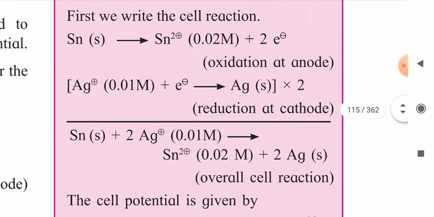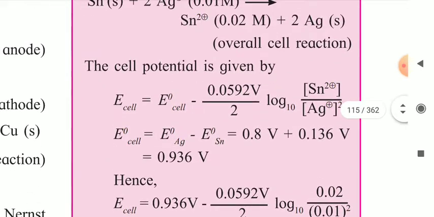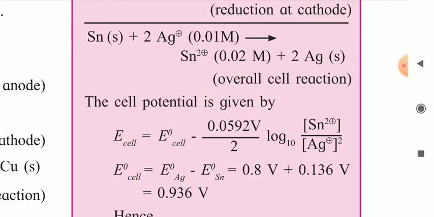Here we have to balance the number of electrons on the product and reactant sides. For that purpose we multiply the second equation by 2, and if you look at the number of electrons now, they get balanced, and after that they cancel each other. The remaining terms we write as the overall cell reaction.